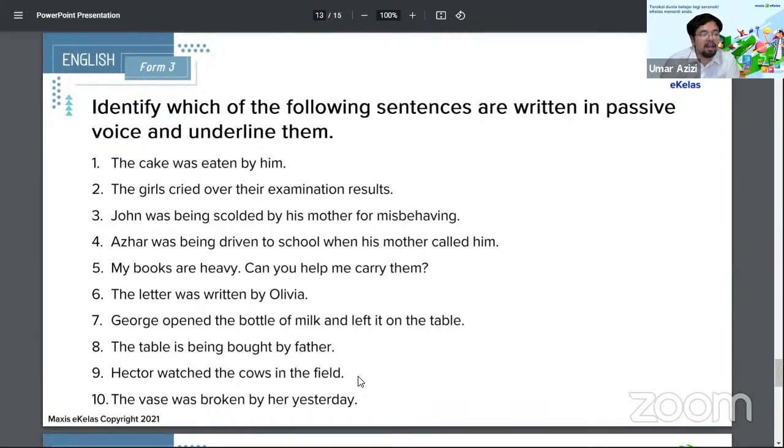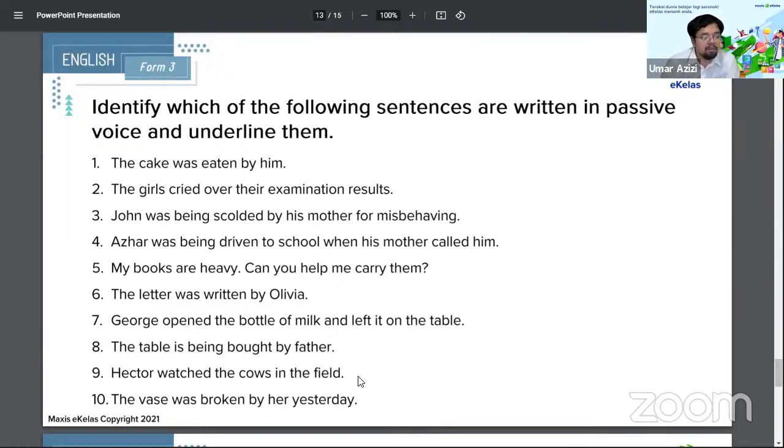The girls cried over the examination results. John was being scolded by his mother for misbehaving. His mother scolded John for misbehaving. Azhar was being driven to school when his mother called him. Another form that I could take would be: his mother called Azhar when he was being driven to school.